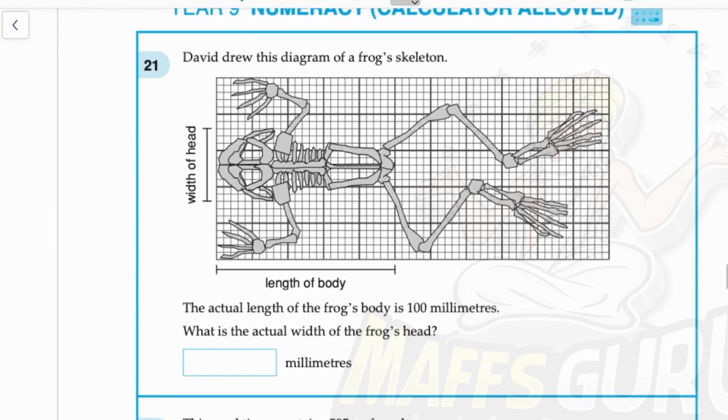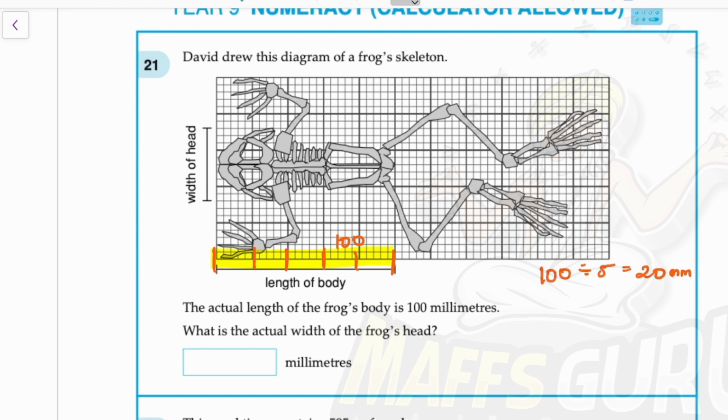David drew this diagram of a frog's skeleton. The actual length of the frog's body is 100 millimeters. What is the actual width of the frog's head? So what they're saying is that this number of squares on my graph stands for 100 millimeters. So how many big squares have we got? 1, 2, 3, 4, 5. That means each one of those big squares, and there's 5 of them, is 100 divided by 5, which equals 20 millimeters. So those big squares stand for 20 millimeters.